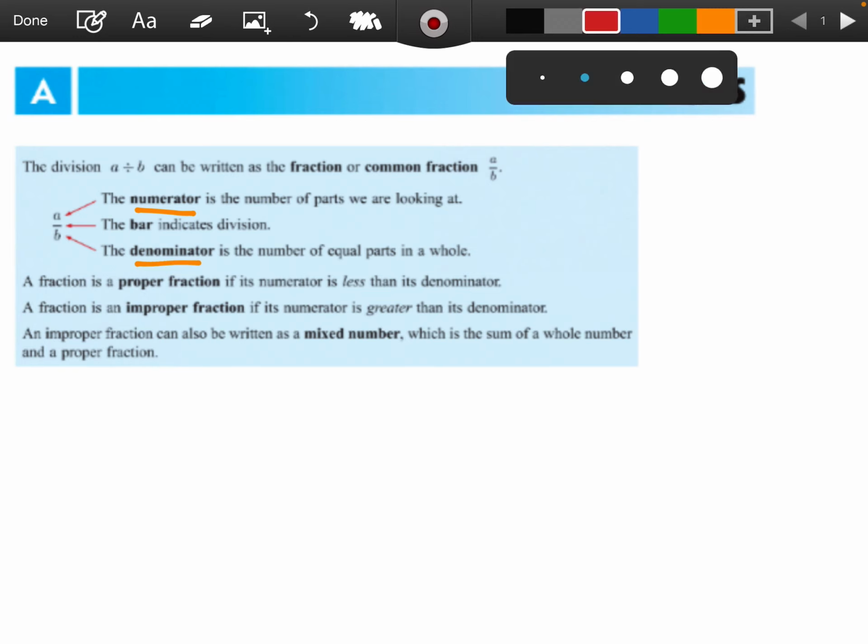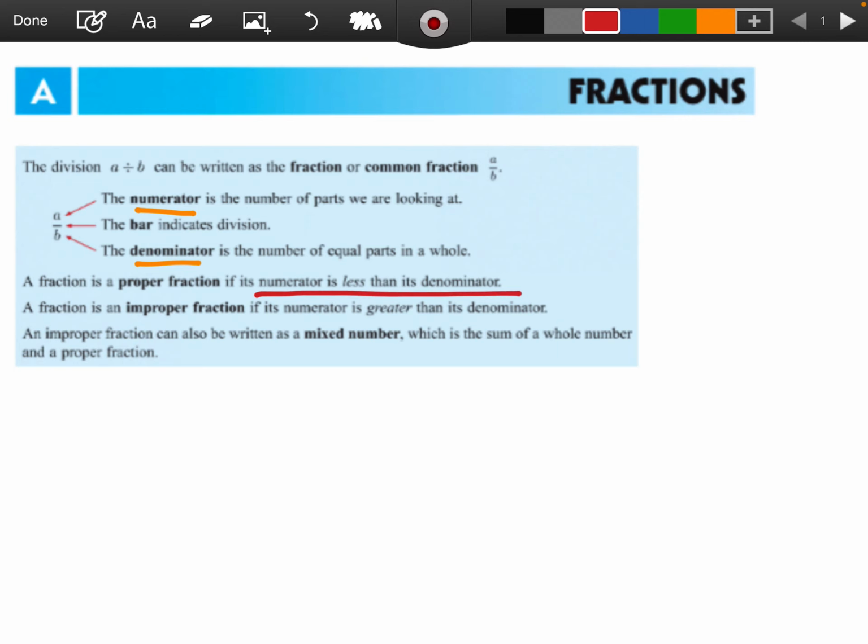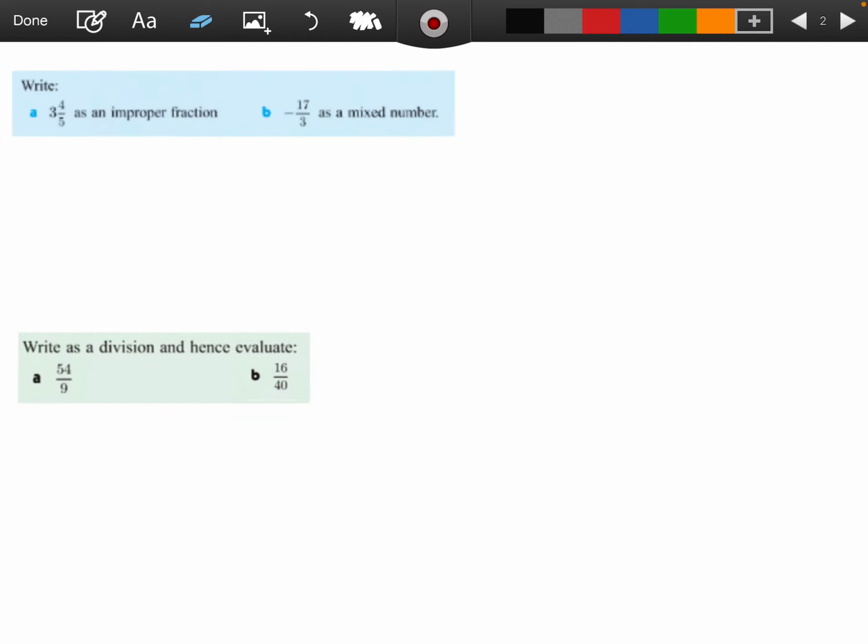If the numerator is less than the denominator, then what you have is a proper fraction. If the numerator is greater than the denominator, you have an improper fraction. An improper fraction can also be written as a mixed number with a large whole number in front and then followed by a fraction. So what we're going to do first is look at how do I take an improper fraction and write it as a mixed number, and how do I take a mixed number and write it as an improper fraction.